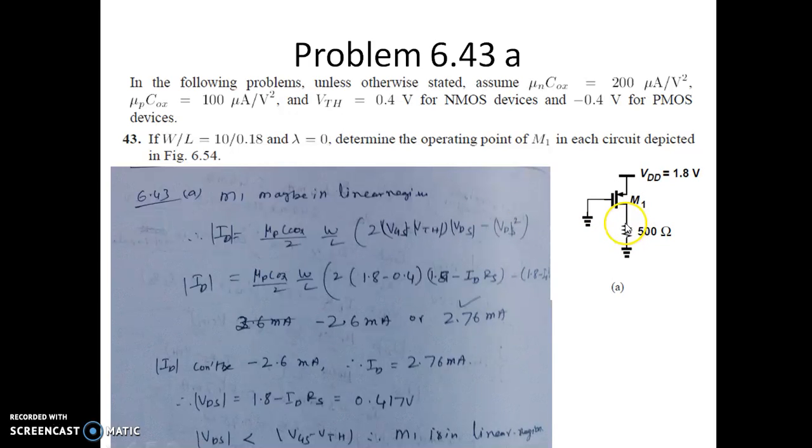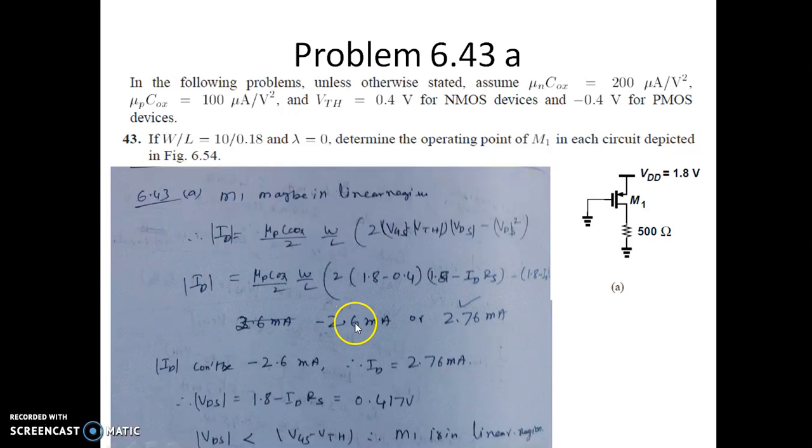So this drop is actually the current flowing multiplied by the resistance 500 ohms, and again this VDS is substituted as 1.8. Now this exact expression of 1.8 minus ID into RS, which is 500 ohms, is nothing but the VDS expression. So upon solving this, we'll get two answers because we have a quadratic term.